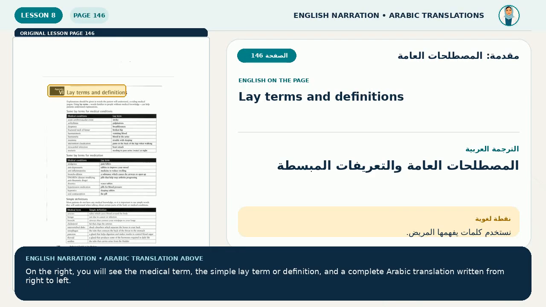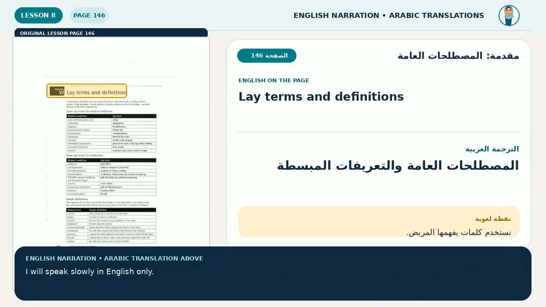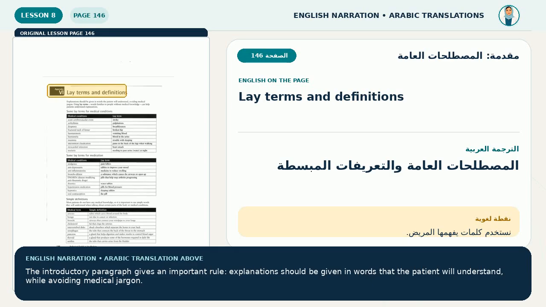On the right, you will see the medical term, the simple lay term or definition, and a complete Arabic translation written from right to left. I will speak slowly in English only. Please use the Arabic text on screen to check the meaning.